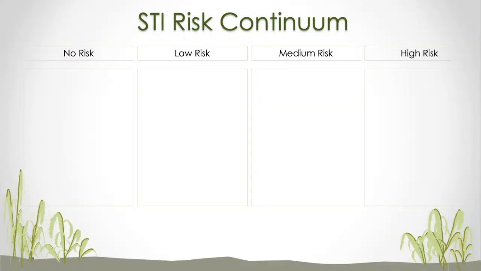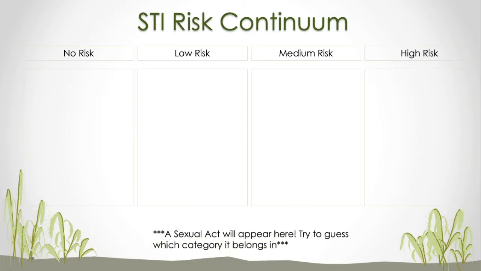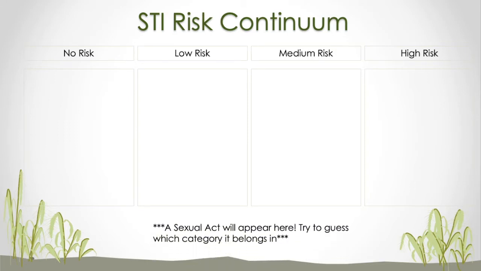So we're going to start off here with an activity. This is an STI risk continuum. I'm going to give you a sexual act, and you have to define it as either high risk, low risk, or no risk for getting an STI. I will go through and read some of these different things, and you can categorize it. In this activity, our definition of sex is any intimate activity where one could be exposed to another's bodily fluids, including oral, vaginal, or anal sex. As these different sexual acts flash onto the screen, decide if it's no risk, low risk, medium, or high risk.